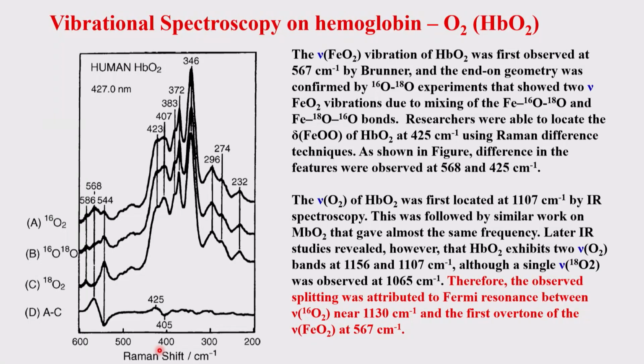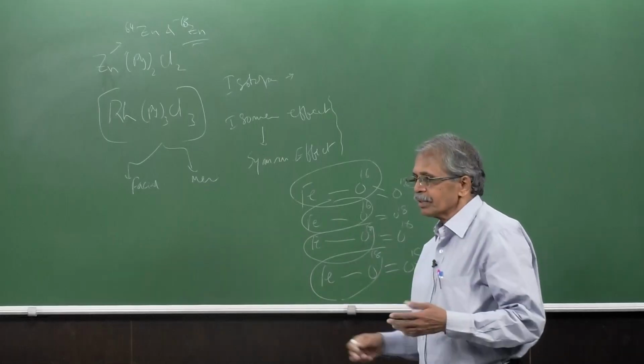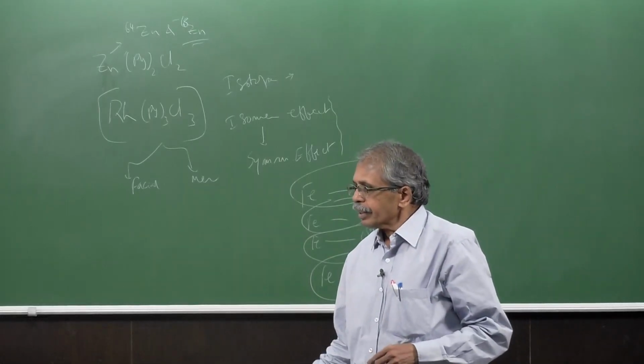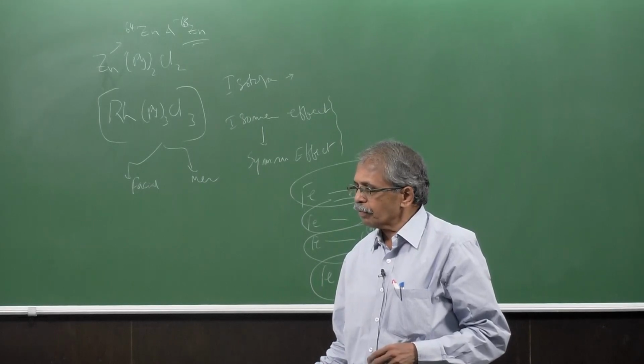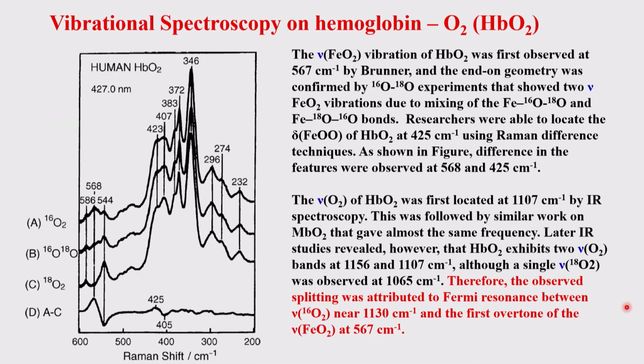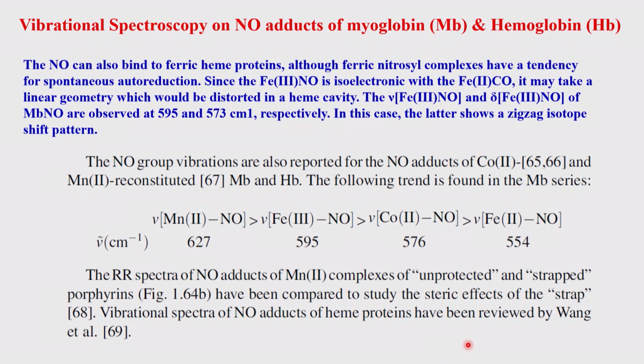So that is how the infrared spectra helped in proving that the O2 binds only in this way, end-on, and not side-on. Therefore, the observed splitting was attributed to the Fermi resonance. So you don't need to worry about all of those aspects. We looked at the CO binding, we looked at the O2 binding.